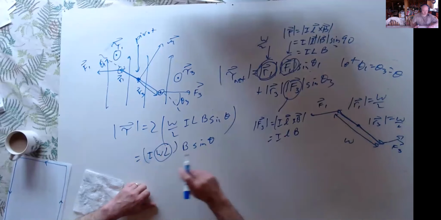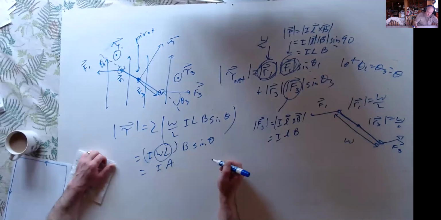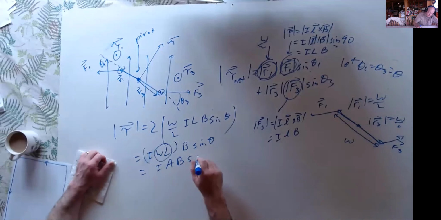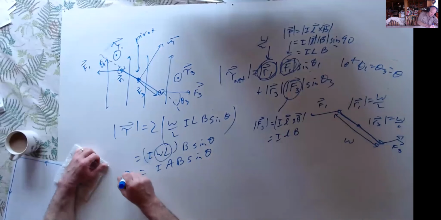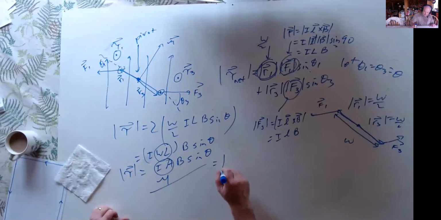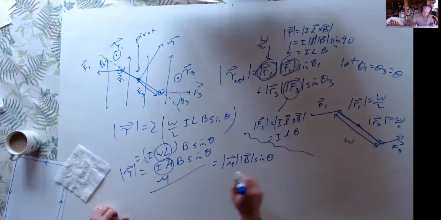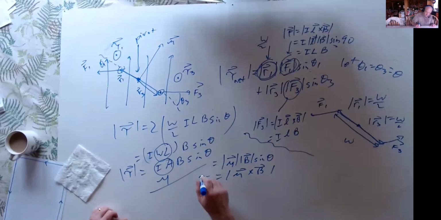Well, what is the width times the length? Well, that's the area of my loop. So this is I A times B sine theta, and that's my torque. Well, what is this? That's my definition of mu. So what's this whole thing here? Well, that's really the magnitude of mu, times the magnitude of B, times the sine of theta. So that's really the magnitude of mu cross B. That's the proof of this.